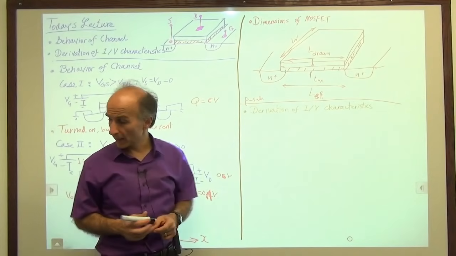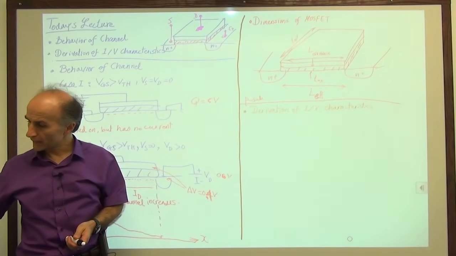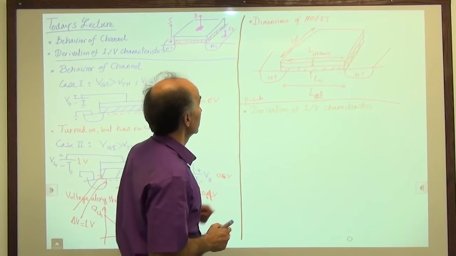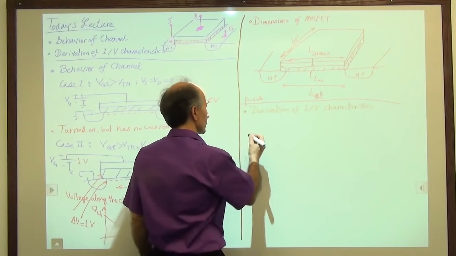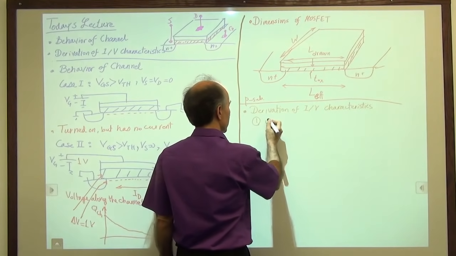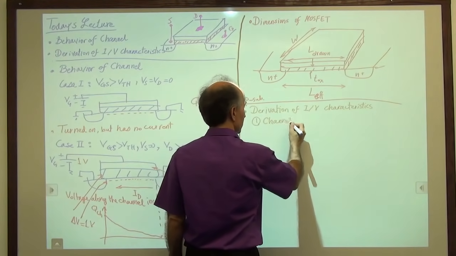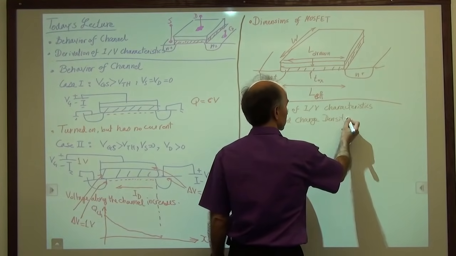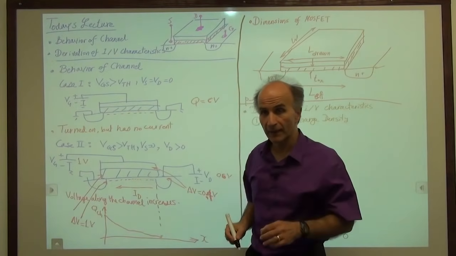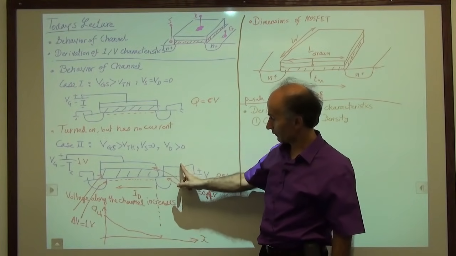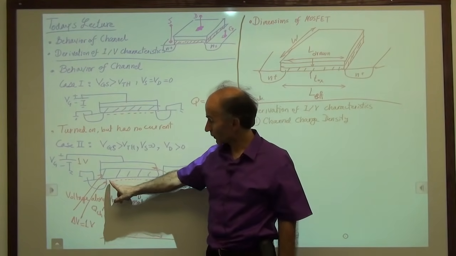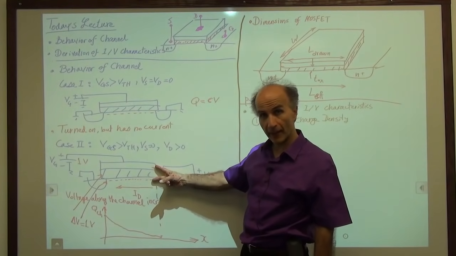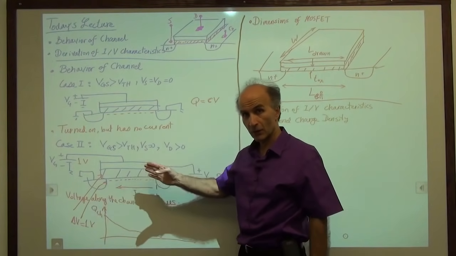To do that, I will first need to talk a little about the channel charge density, following the behavior that I've studied here. So let's start with some study of channel charge density. We qualitatively studied it here. We said that if there's a drain voltage applied, then the channel charge density is not constant. It's maximum over here and minimum over here, because the voltage across the capacitor decreases as we go from the source toward the drain.